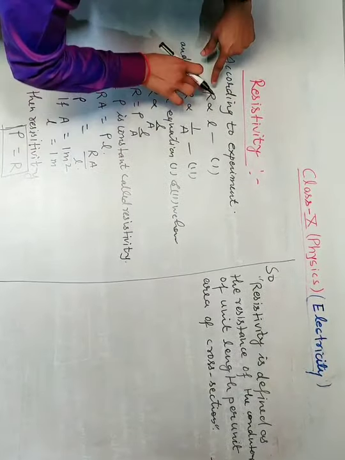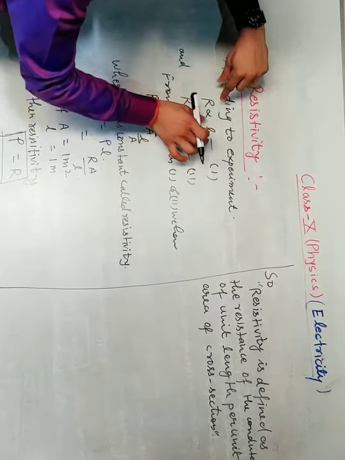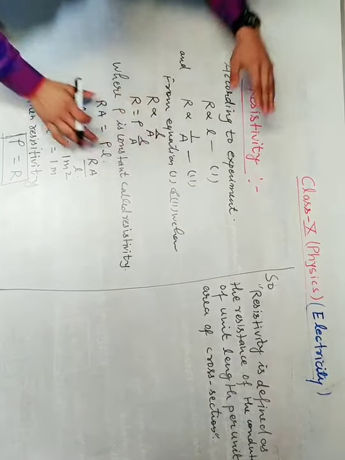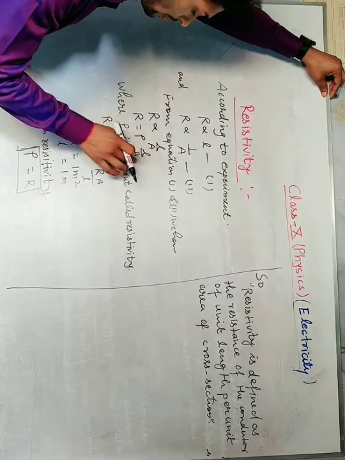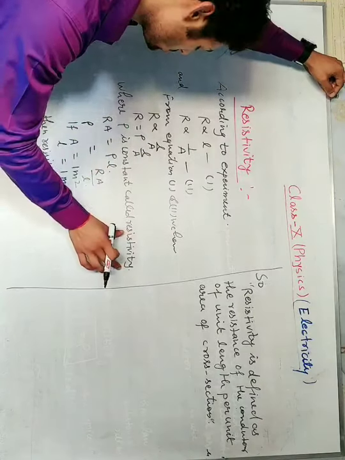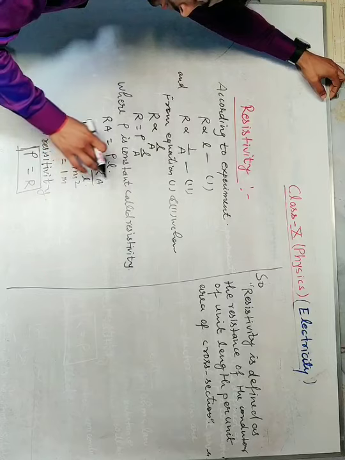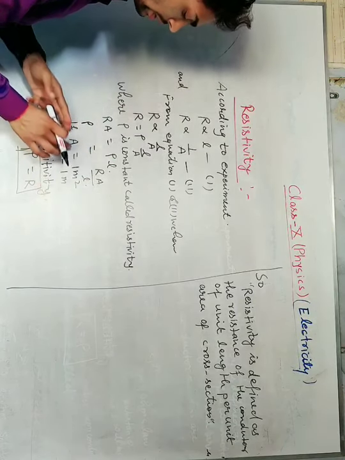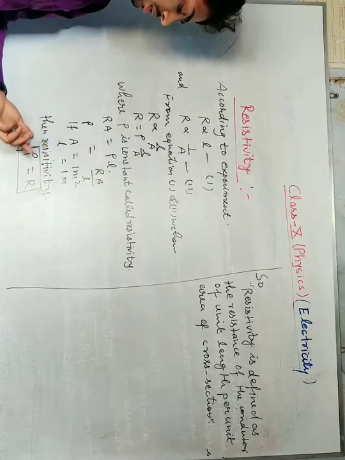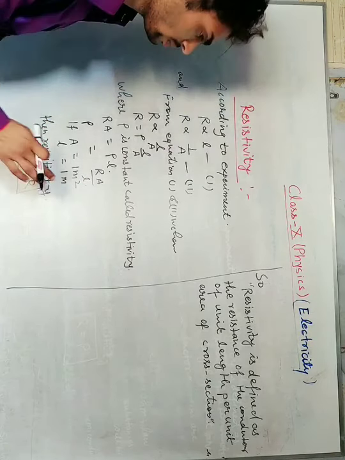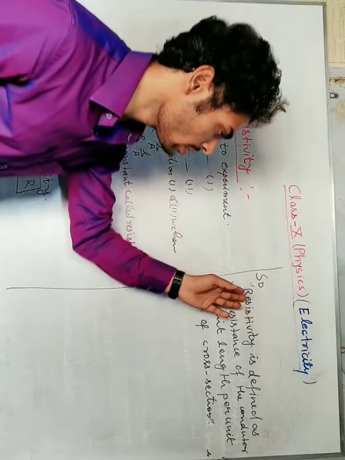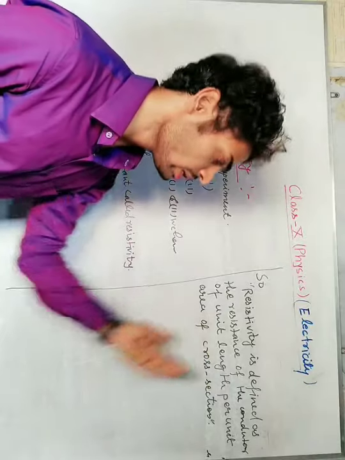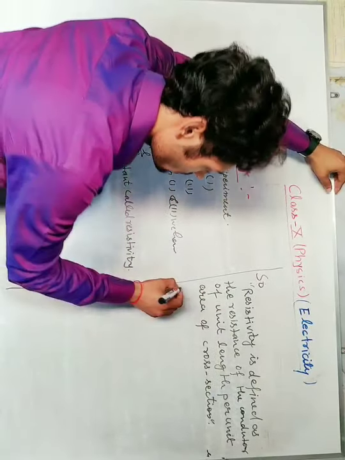According to the experiment, resistance R is directly proportional to the length of the conductor and inversely proportional to the area of the conductor. From equations 1 and 2, R equals rho L upon A, where rho is a constant called resistivity. Then rho equals RA upon L. If A equals 1 meter square and L equals 1 meter, then resistivity rho equals R, or resistance R equals resistivity. In this way, resistivity is defined as the resistance of the conductor of unit length per unit area of cross section. Unit of resistivity.